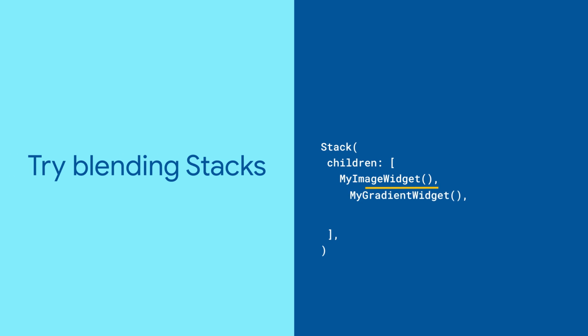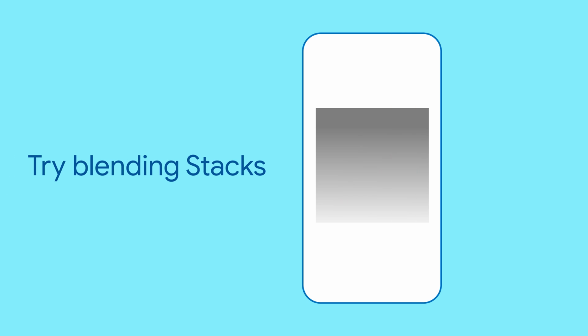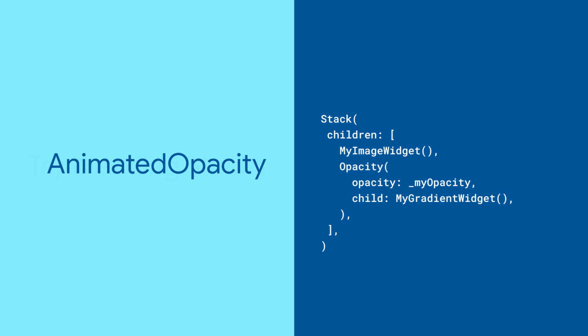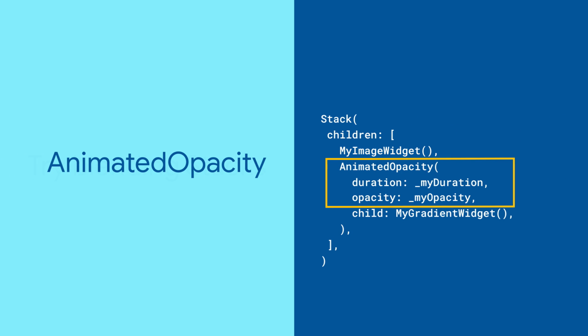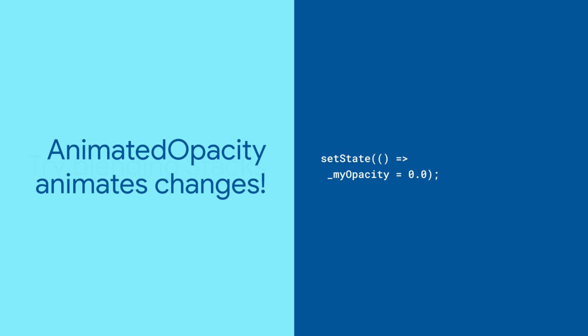You can also use Opacity for blending one child of a Stack onto another. And if you want to animate a change in opacity, there's an AnimatedOpacity widget too. Just give it an opacity and a duration, and when you rebuild, it animates the change automatically.